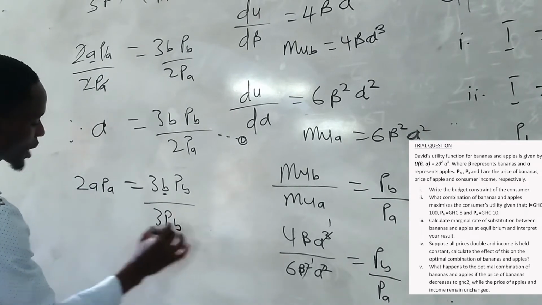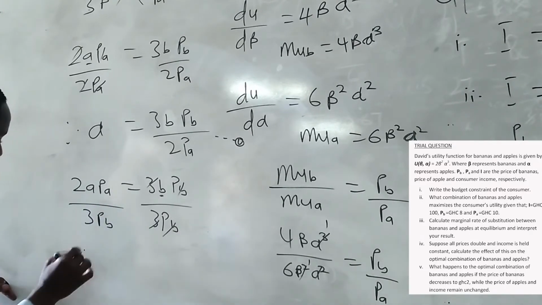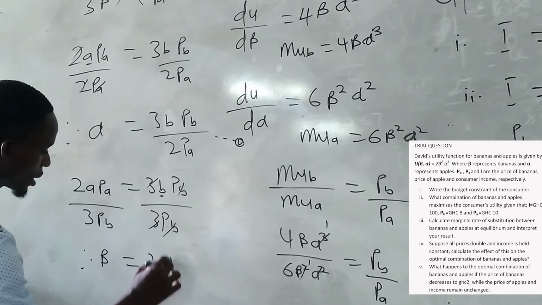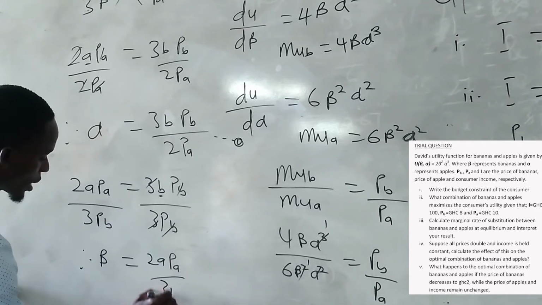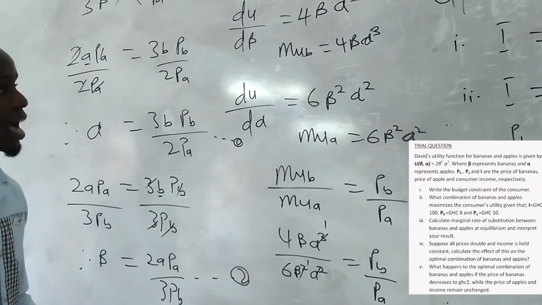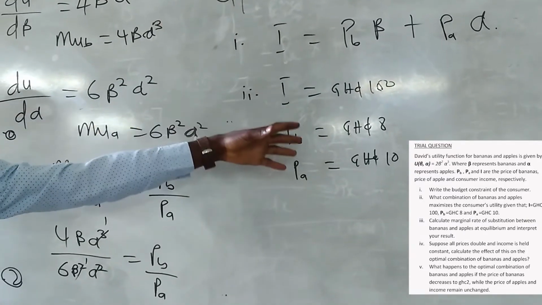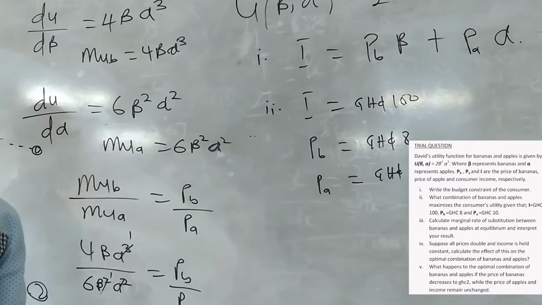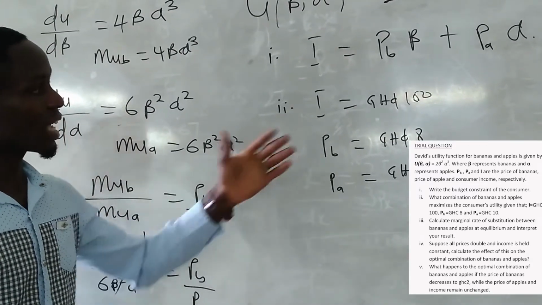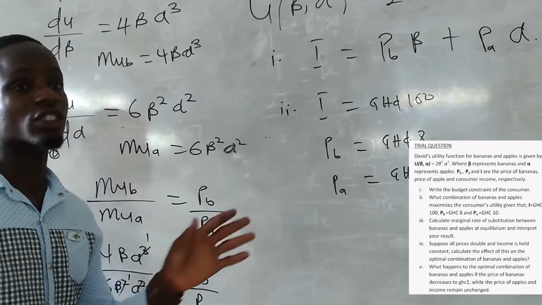I make beta or alpha the subject. So here making this and that the subject, I'll make this the subject first. Okay? And then I will have what? Divide through by 2 price of alpha, 2 price of alpha. This will cancel, this will cancel. And I have my first equation as alpha equals 3 beta price of beta all over 2 price of alpha. And I will name this as my equation 1.